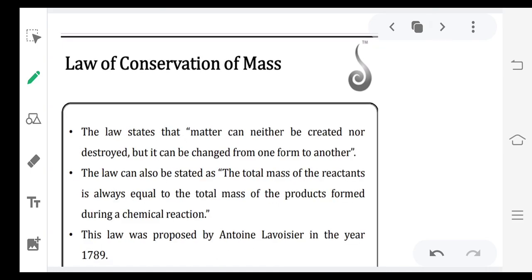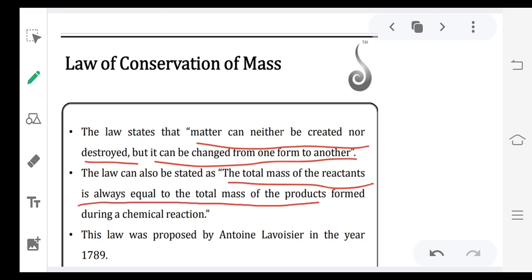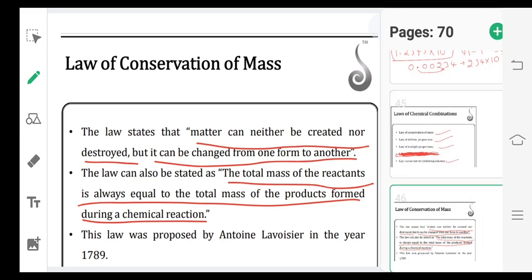First one is the law of conservation of mass. What is the law of conservation of mass? The law states that matter can neither be created nor be destroyed, but it can be changed from one form to another form. We can also state this law as: the total mass of reactants is always equal to the total mass of the products formed during a chemical reaction. I will give an example so you can understand easily.